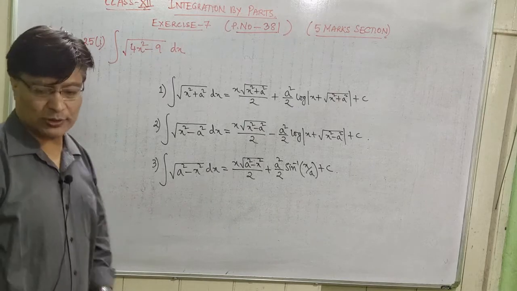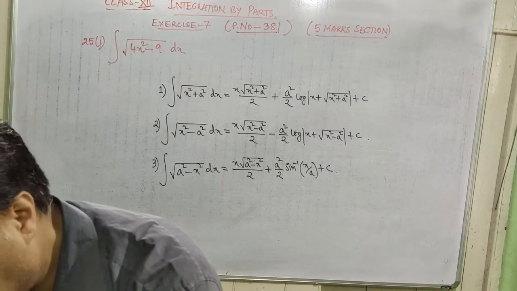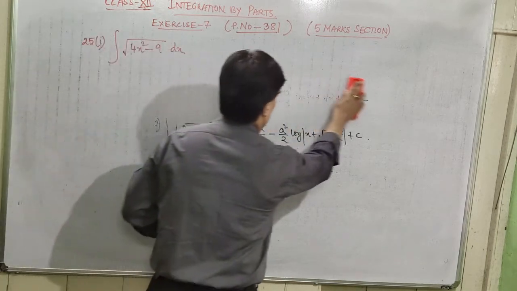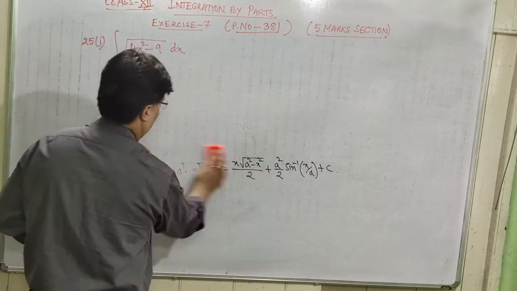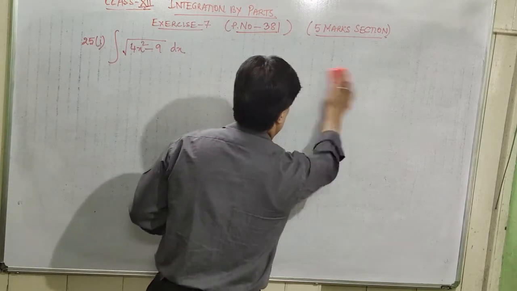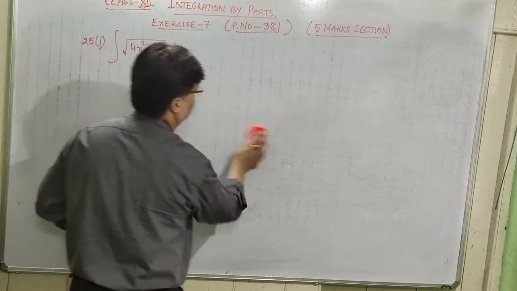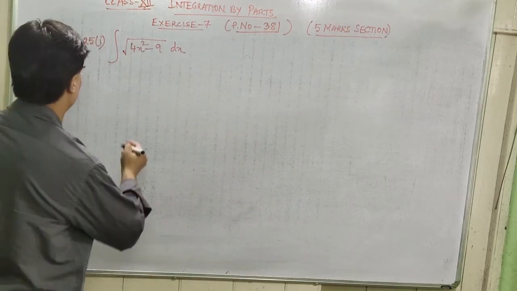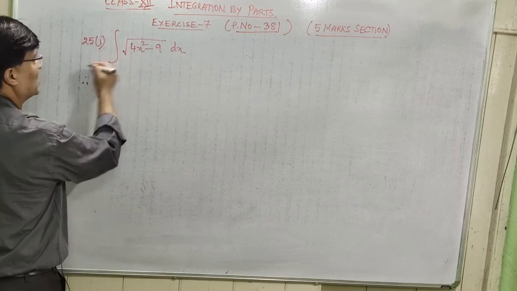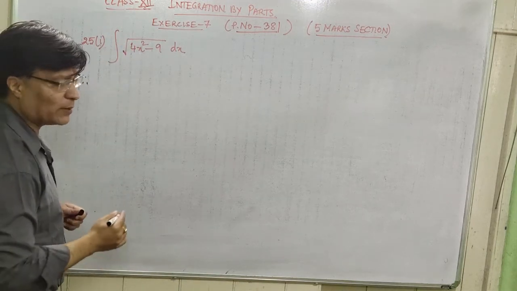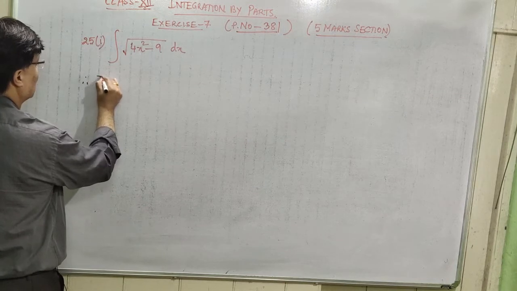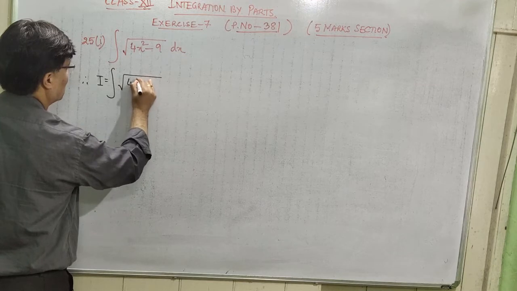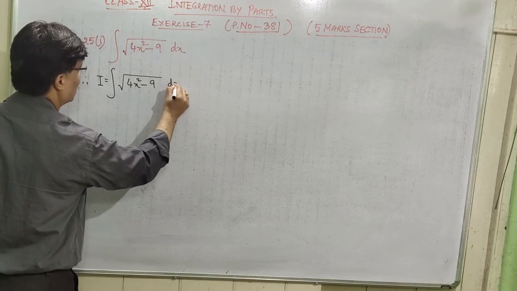Now let's do this question number 1. Now you have to integrate root under 4x square minus 9 dx. So let us write I is equal to the integral of root over 4x square minus 9 dx.